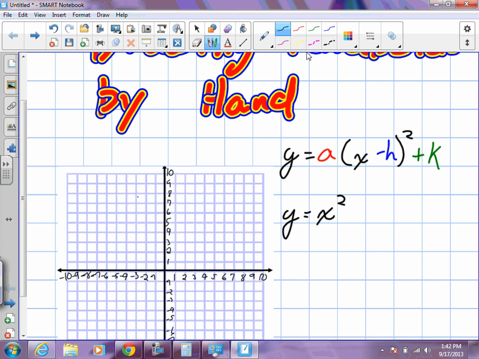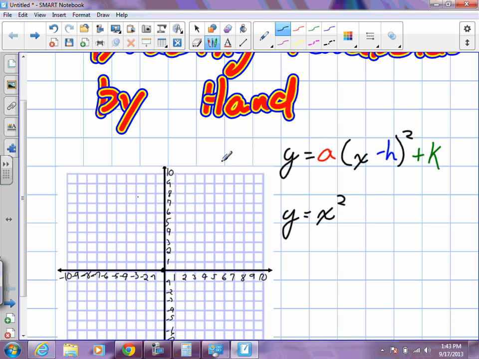In this case, there is no h and no k, which means what are the values of h and k? Not 1. 0. And the h and the k tell us directly where the parabola is. The h is our x value of the vertex, and our k is the y value. So if they're both 0, that means we're at the origin of 0 and 0. So we're always going to try to plot our vertex first. So we have our vertex.